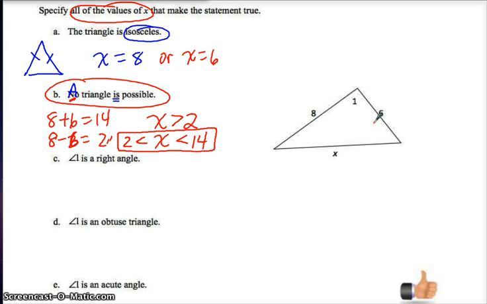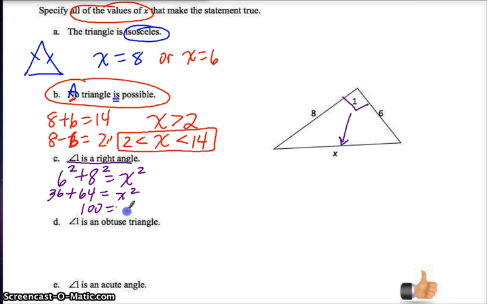Okay, if I want angle 1 to be a right angle, what must I do? Well, that makes x my hypotenuse. So I have to take 6 squared plus 8 squared and set that equal to x squared. 6 squared is 36, 8 squared is 64, so 36 plus 64 is 100, so x would specifically have to be 10. Is 10 in between 2 and 14?